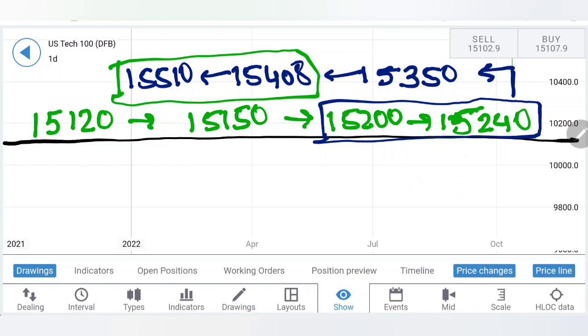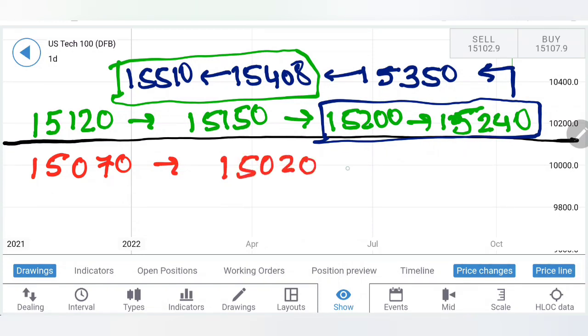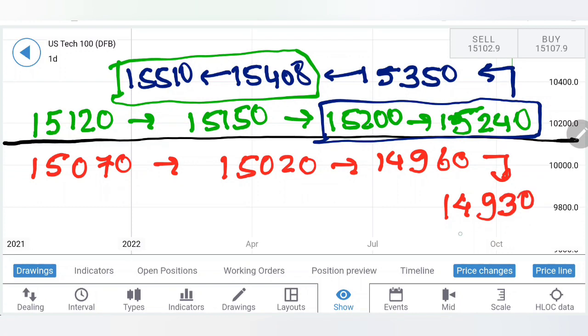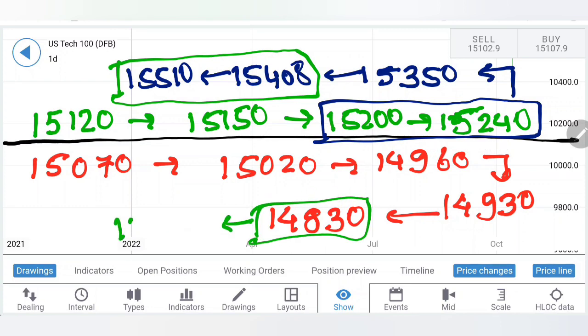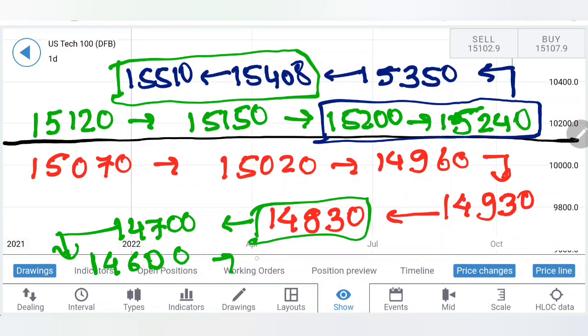Now, where to sell? I will recommend you to sell here at 15,070 levels. Expect 15,020, 14,960 and then 14,930. If it breaks below this zone, you can say that more bearishness is going to prevail. I will look forward to it directly hitting 14,830, the next milestone and the strongest support on the downside. If it stays below 14,830, that is the point of time where the bears will take over. I will look forward to 14,700 directly and then 14,600-500.